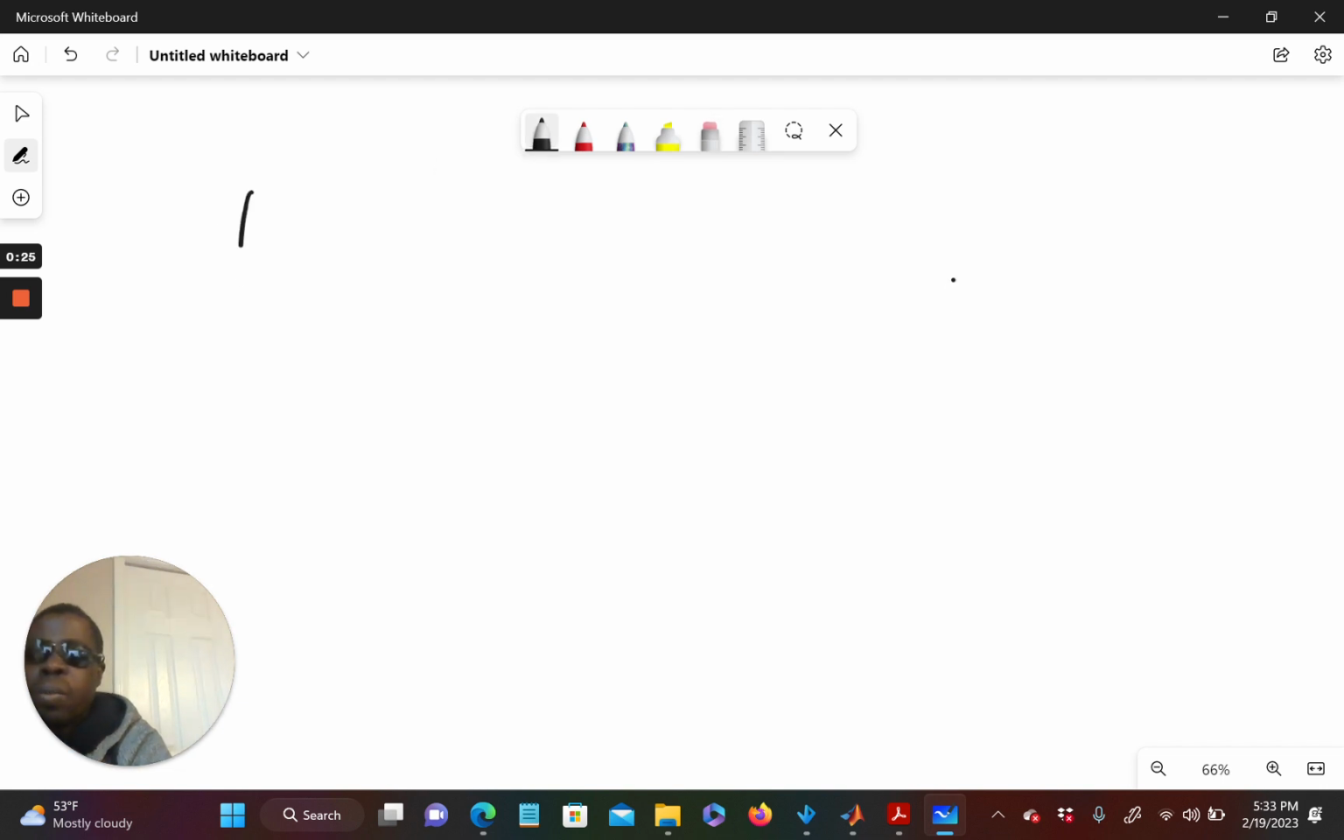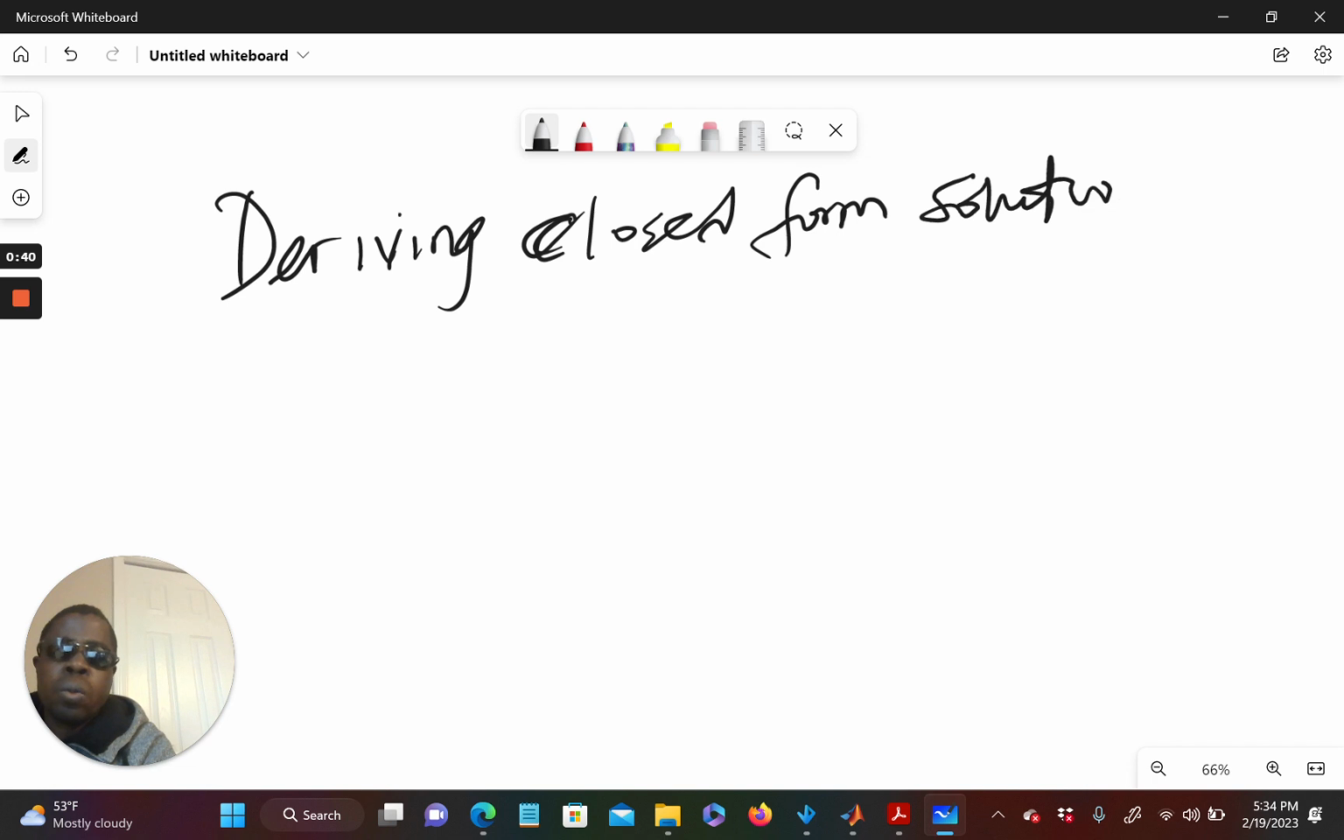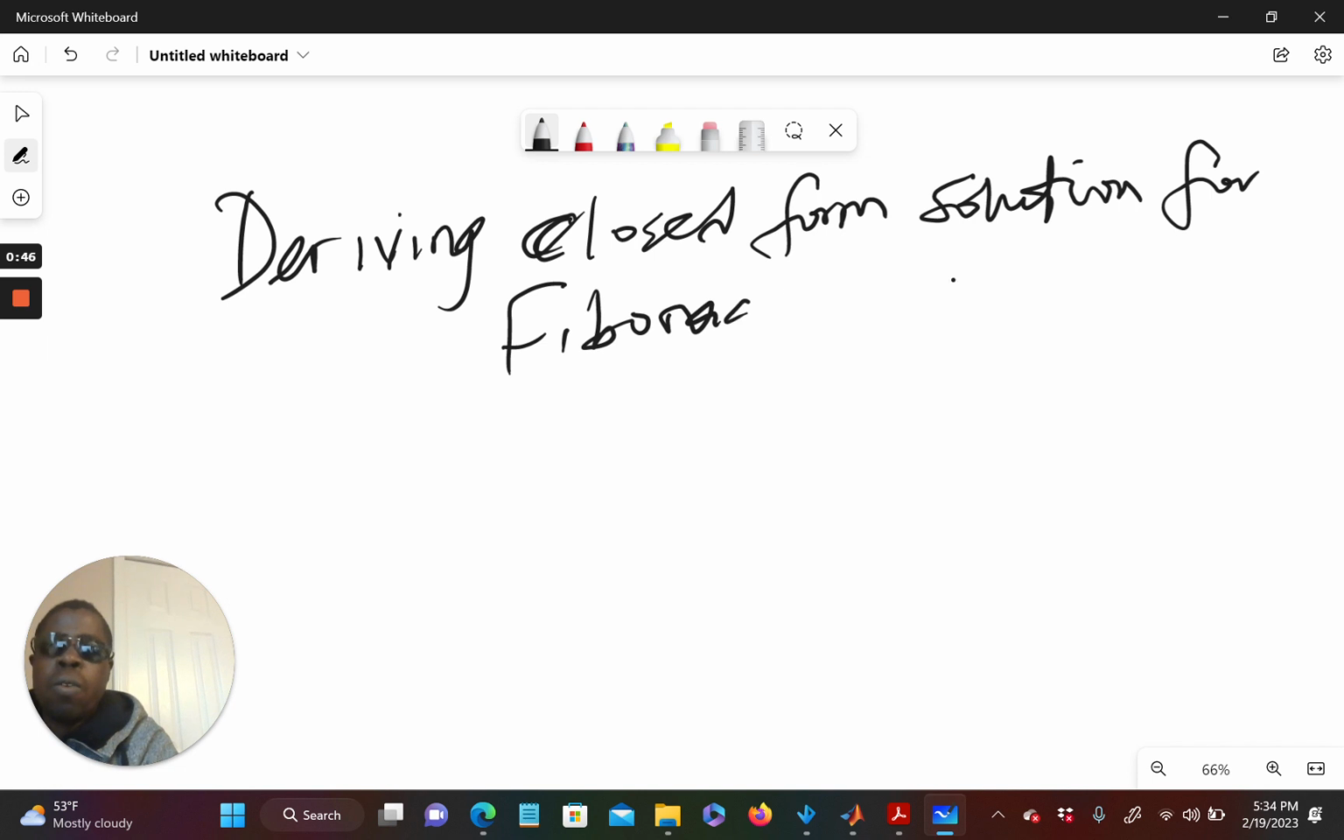deriving a closed form solution for the Fibonacci sequence.